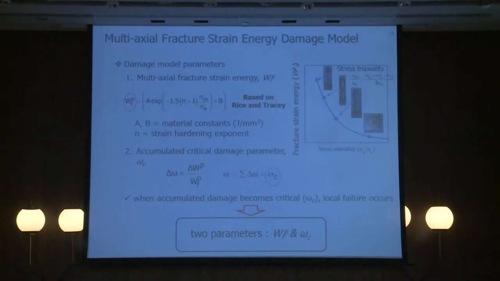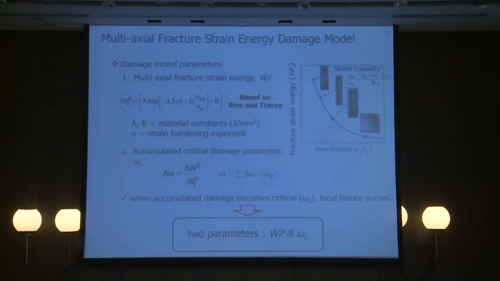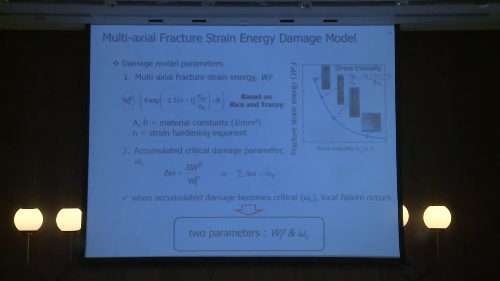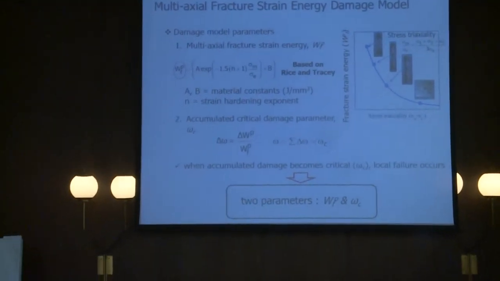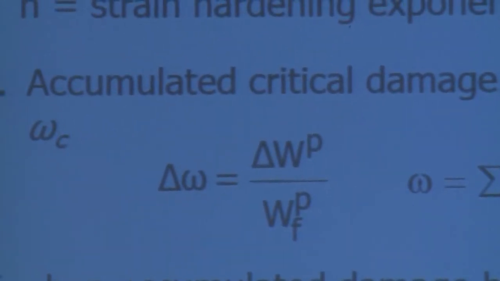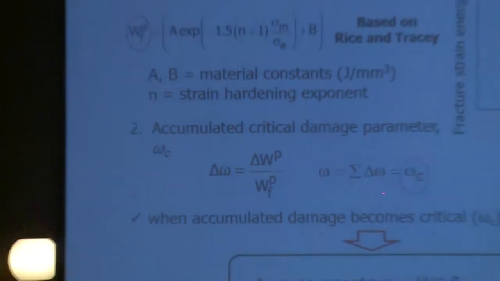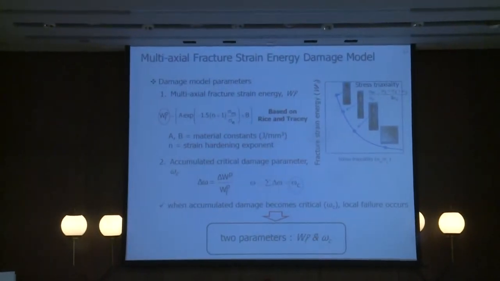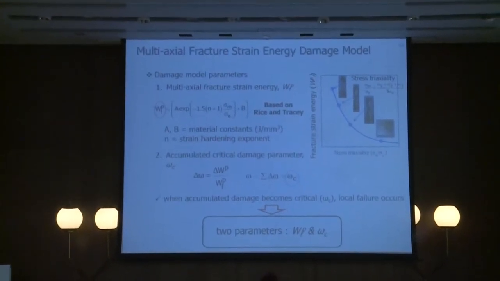And for the accumulated critical damage parameter, the incremental damage, delta omega here, is defined as the incremental plastic strain energy divided by the multiaxial fracture strain energy. And if the sum of this value becomes critical, then local failure occurs.